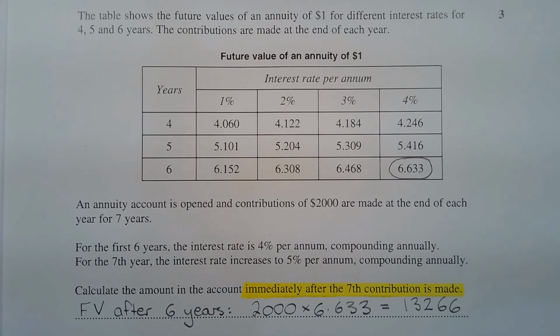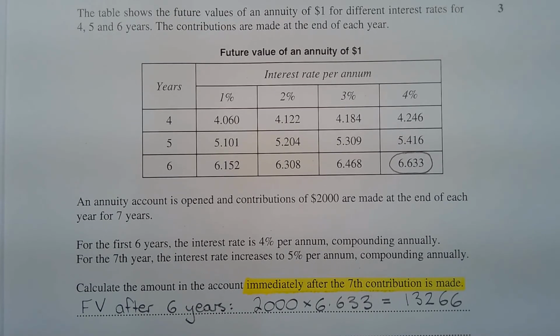So the future value of the investment after 6 years is the value of each contribution multiplied by the interest rate factor we just found, which is 6.633. So 2,000 multiplied by 6.633 is equal to $13,266.